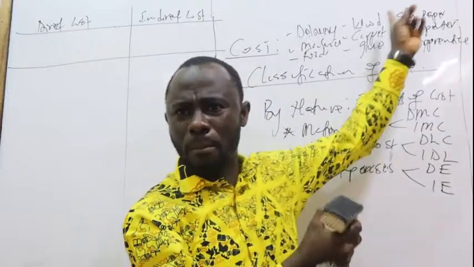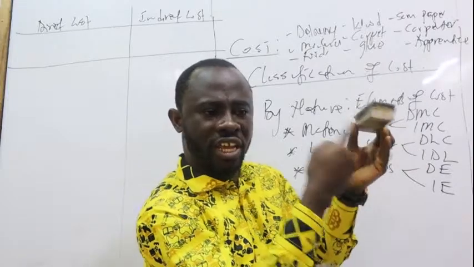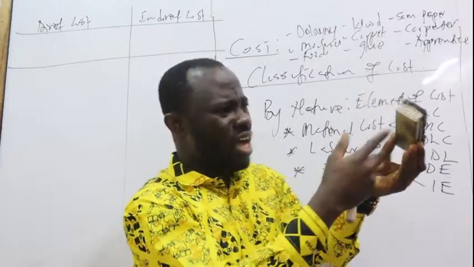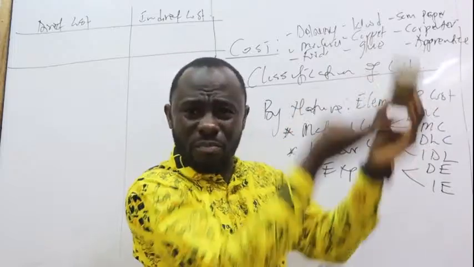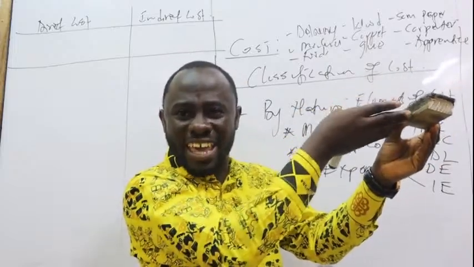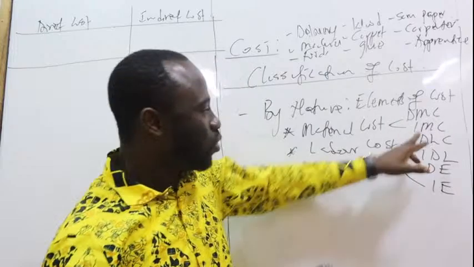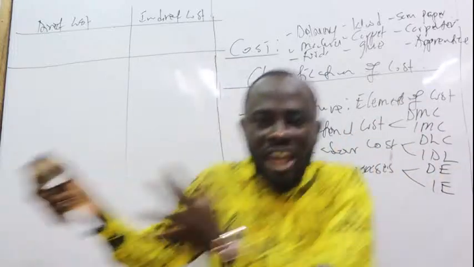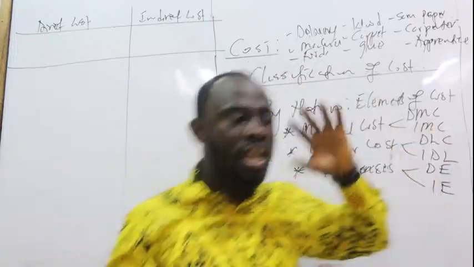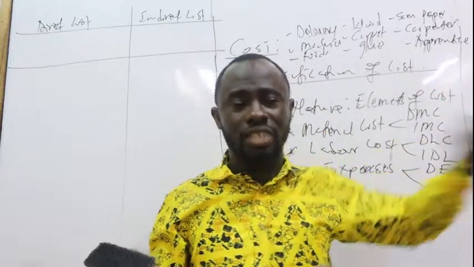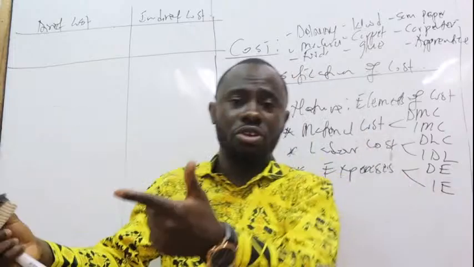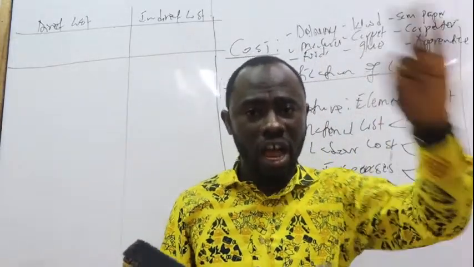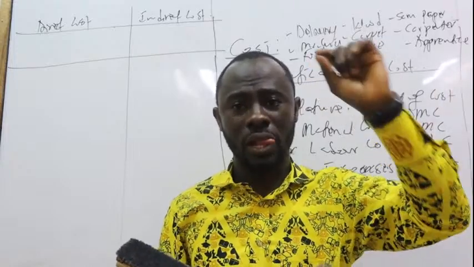But the sandpaper we used for smoothing the wood, well, we can see the effect of the sandpaper, but we cannot see the sandpaper itself. So that becomes an indirect material cost. Are you getting the picture? So direct cost can be traced or allocated to a particular cost center or cost unit, whilst indirect cost cannot be traced or allocated to a particular cost center or cost unit.